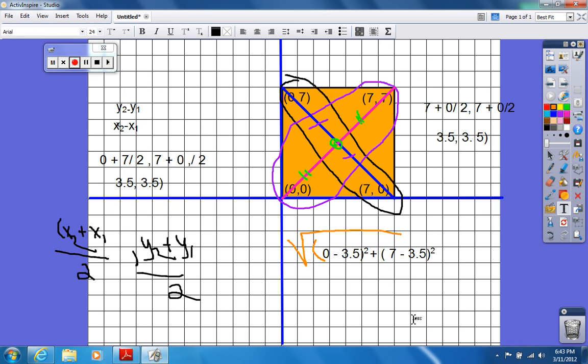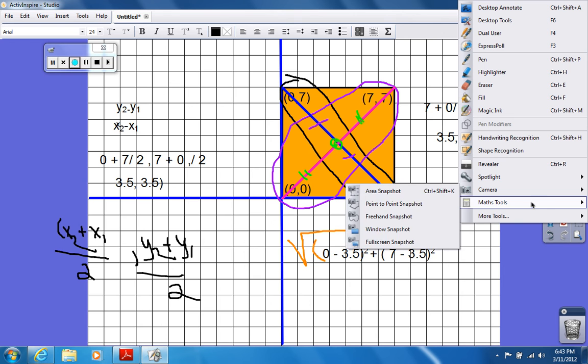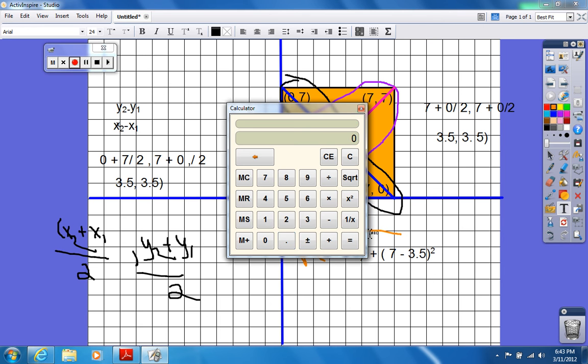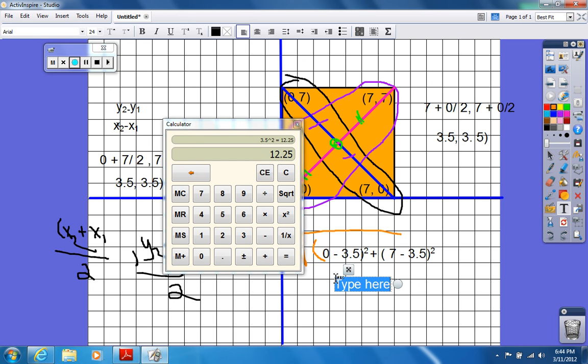Okay, so 0 minus 3.5 is negative 3.5, and negative 3.5 times negative 3.5, that one I don't know off the top of my head, so I'm going to take out the calculator just to show you. In the distance formula, even if it works out to be negative, you have to square the negative, so you can ignore when it turns out negative. I'm going to square that, and that's 12.25. And this is going to be 7 minus 3.5 squared, which is also going to be 3.5 squared, so plus 12.25.